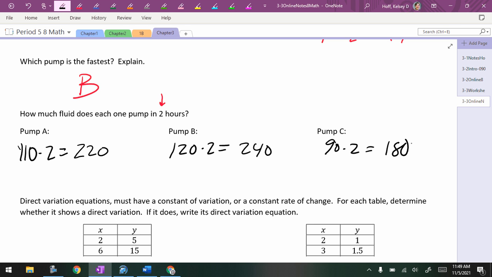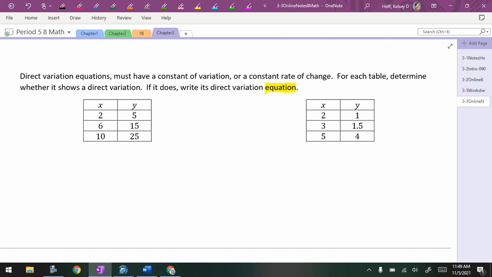Okay? Direct variation equations. Y equals mx. Have a constant of variation or a constant rate of change. For each table, determine whether it shows a direct variation. If it does, write the direct variation equation. I'm going to tell you, this is the problem. People are like, what? Miss Hoff, I keep getting this problem wrong. I don't know why, because they're not writing the equation.